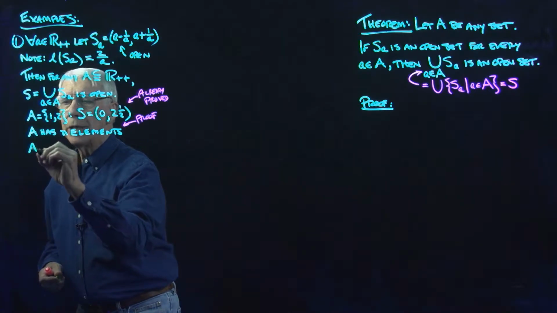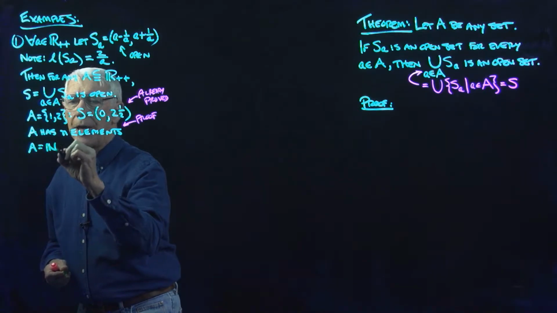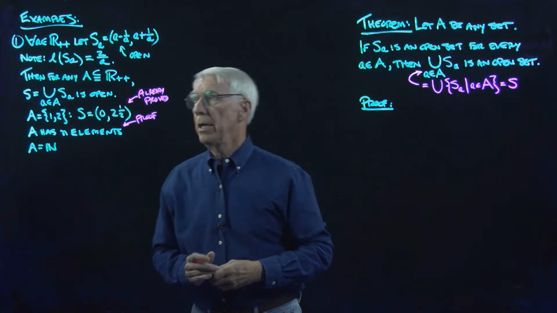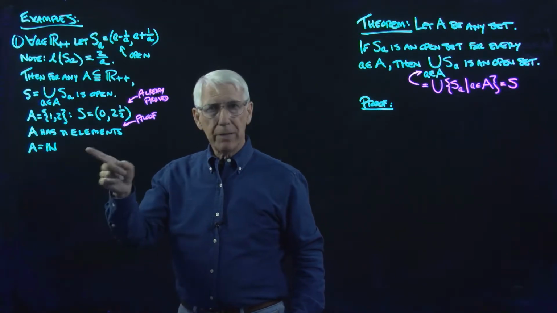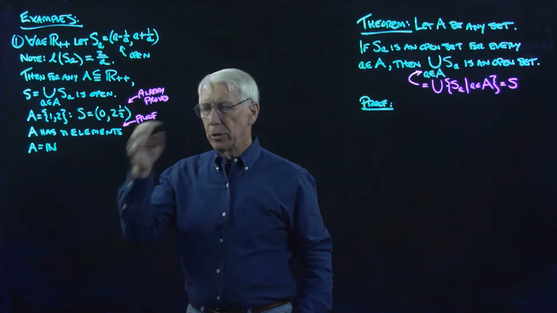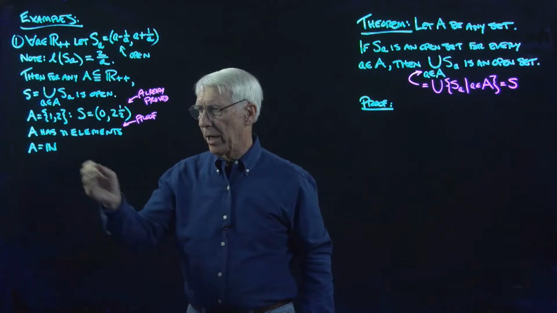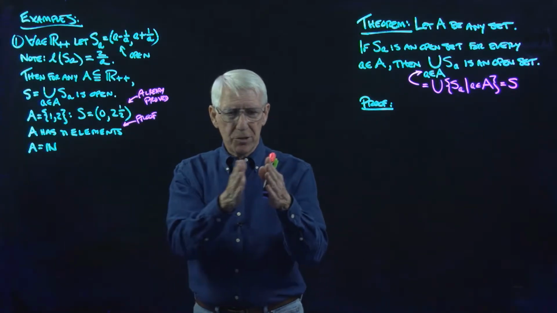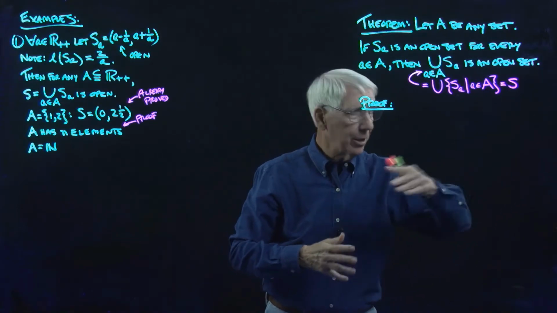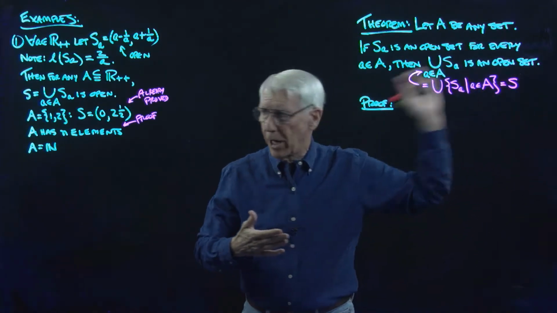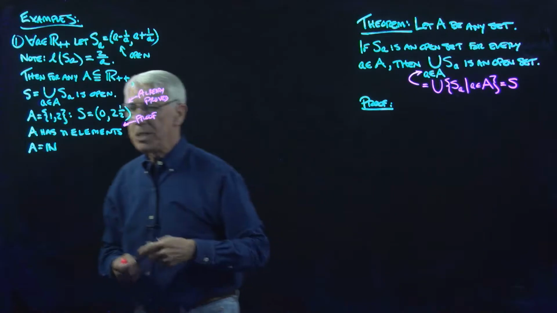What about the case when A is all the natural numbers, which is, again, a subset of R++? I'll leave that for you to think about. You can kind of see what's going on. I'm getting a bunch of smaller and smaller and smaller open intervals, always centered on an integer as I go infinitely far out. That's going to be an open set.